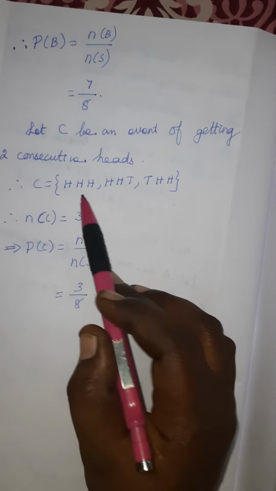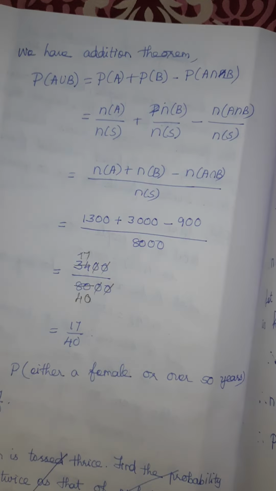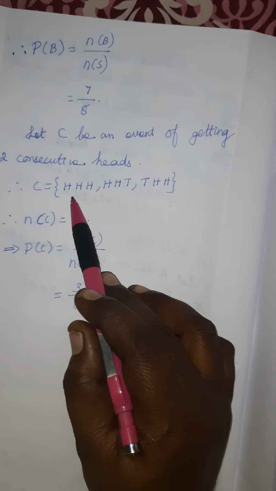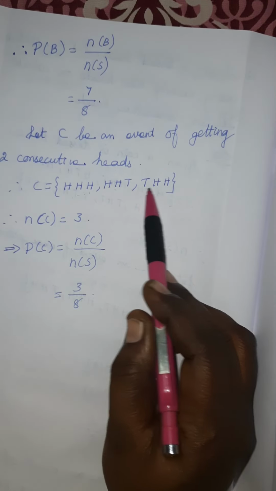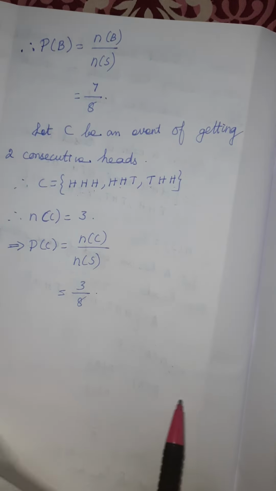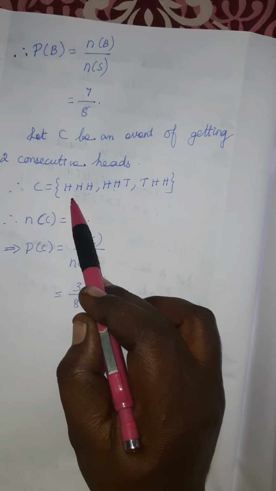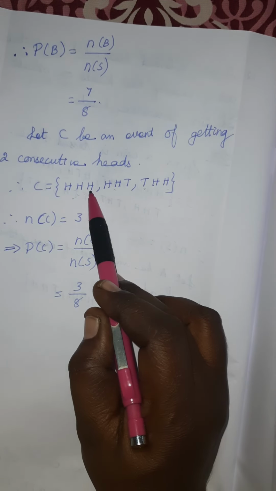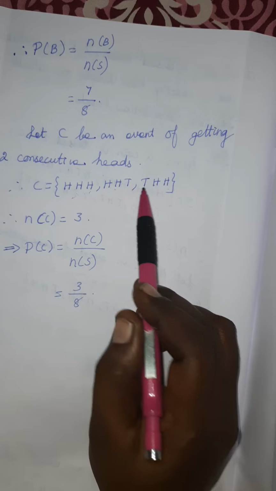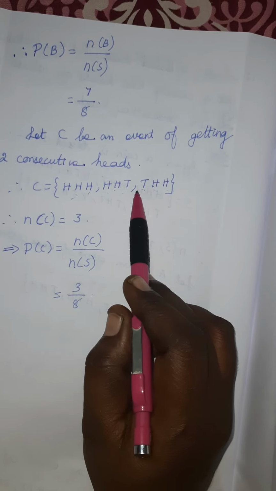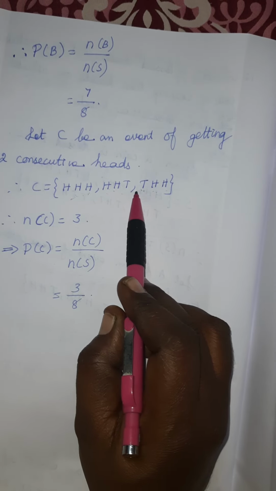B and C. This H, H, H is not there in the B. Remaining 2 elements are in the B set, since in the B set you have 7 elements, except this H, H, H, the remaining 7 elements are there. So these 2 elements we can write in the B intersection C.